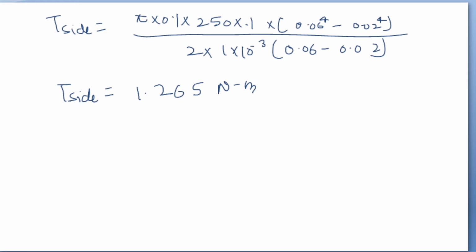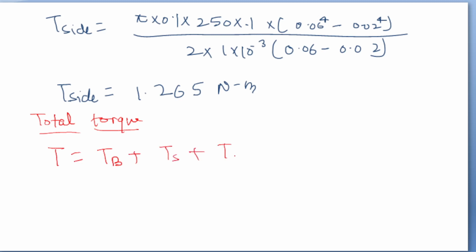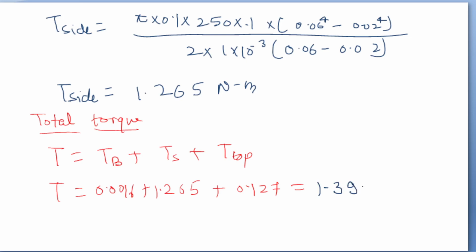So the total torque T is equal to T bottom plus T side plus T top. So this is 0.0016 plus 1.65 plus 0.127. We get 1.3936 Newton meter.